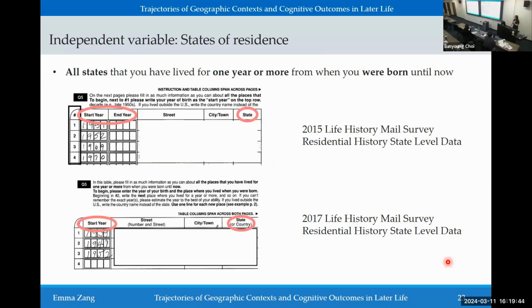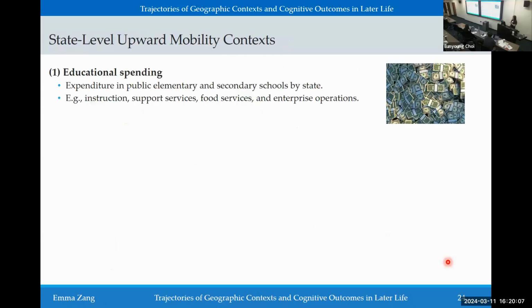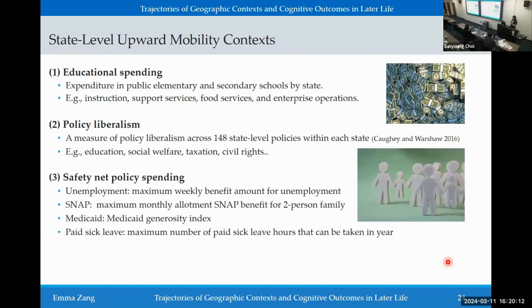Just to give you an idea about the states of residence, this is the data format from HRS. For each of the residences, respondents are required to write about their start year and end year. This data was collected in 3 stages, and it's now all in one, so that's why they have the 2015 and 2017 versions. And then our state-level upward mobility context, as we mentioned, includes three variables, and we will conduct analysis separately.